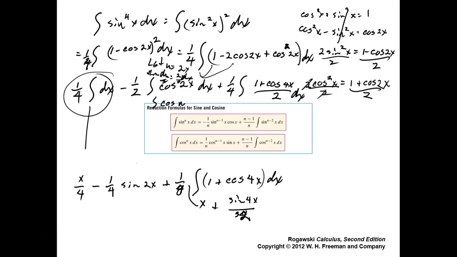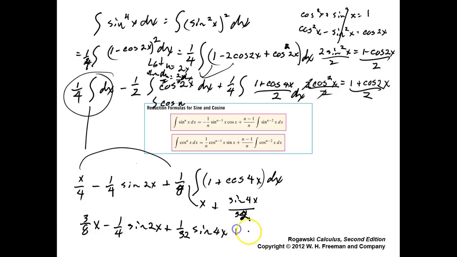So let's see what the answer is here. We have a 1/4 x and a 1/8 x. Those combine to be a 3/8 x. So it would be 3/8 x minus 1/4 sine of 2x plus 1/32 sine of 4x plus c. Now that's one way to express the answer.